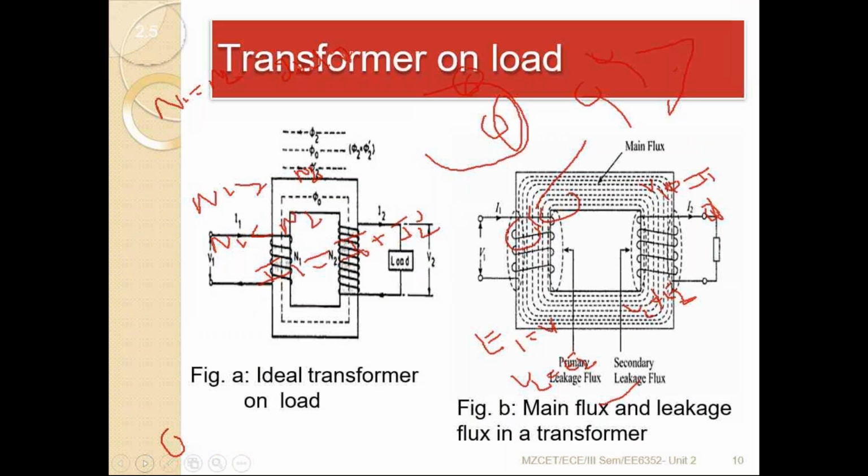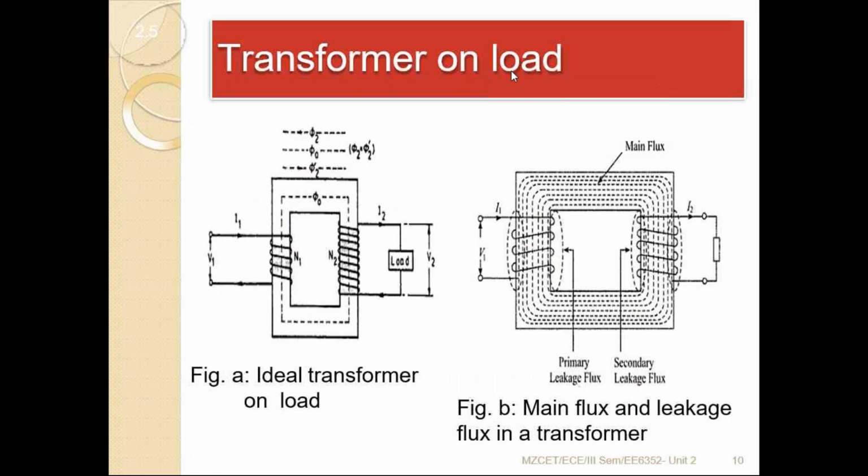Right. Now this is the representation of the transformer when it is connected to the load. Is it an ideal transformer? Actually, this diagram is not an ideal transformer. What type of transformer is it based on the diagram here? Step up transformer. Right, step up transformer. But an ideal transformer is not like this, N1 equals N2. Okay?